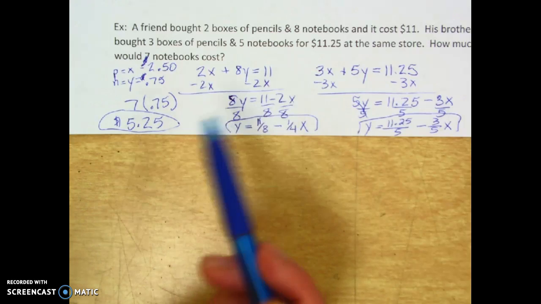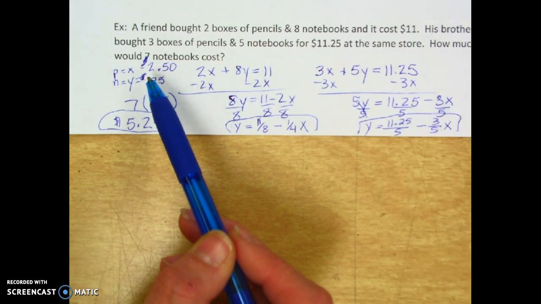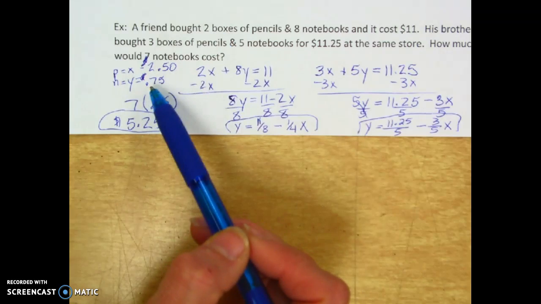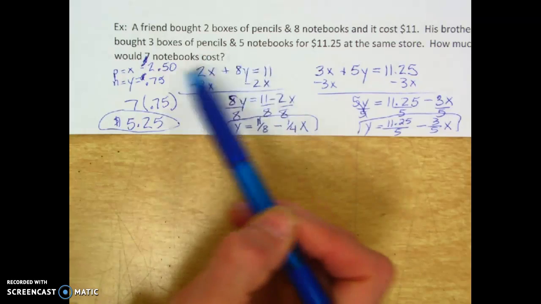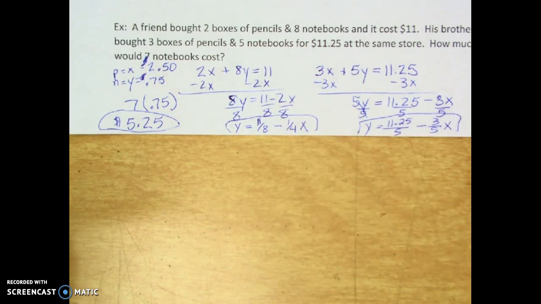Okay, and we could also check this. We could do $2.50 times 2, 75 cents times 8, make sure it adds up to $11, and then times 3 and times 5 and make sure it adds up to $11.25. So we're able to check these to make sure we're correct.